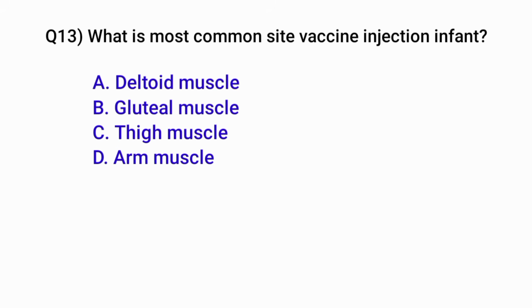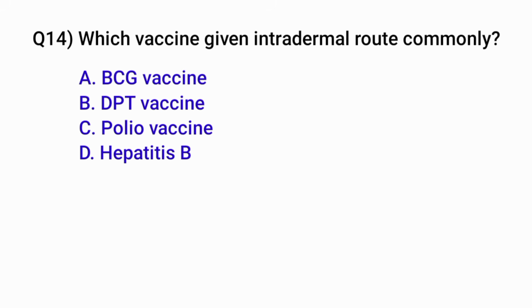Question number 13. What is the most common site for vaccine injection in infants? Correct option is C, thigh muscle. Question number 14. Which vaccine is given by the intradermal route commonly? Correct option is A, BCG vaccine.